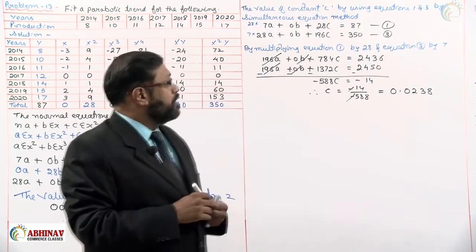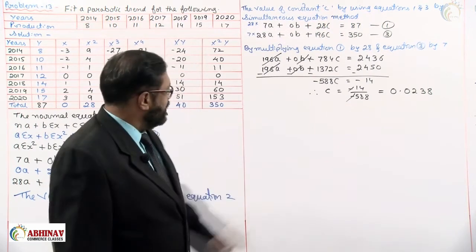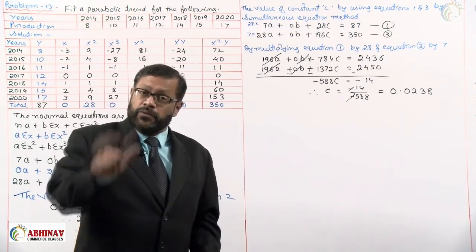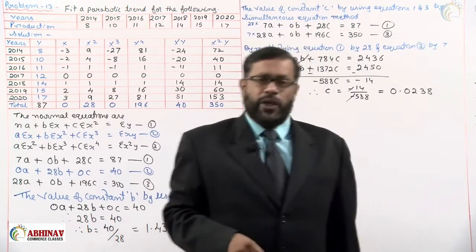I have taken 4 because the very first digit after decimal is 0. So 2 digits won't work. So let there be 4 digits. We got the C value. We got B, we got C. Now we can find out the value of A.